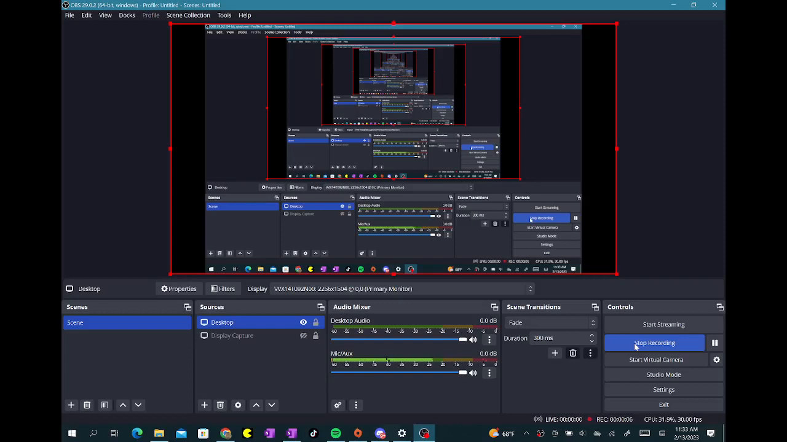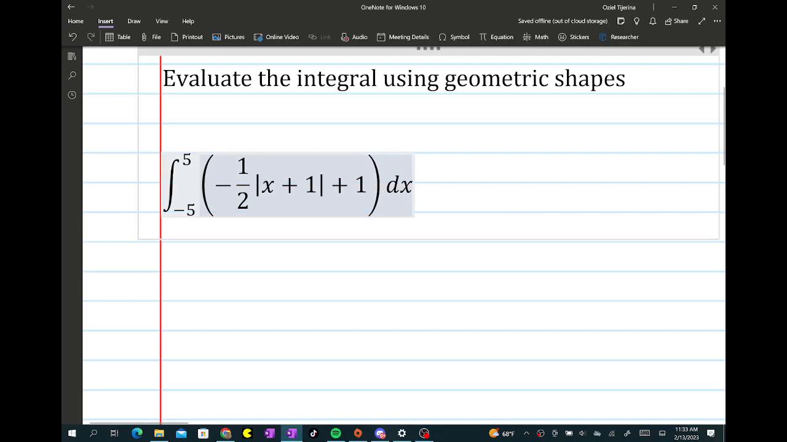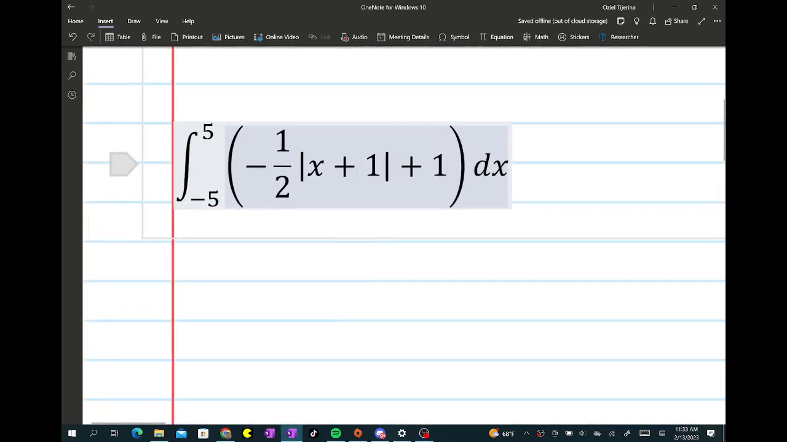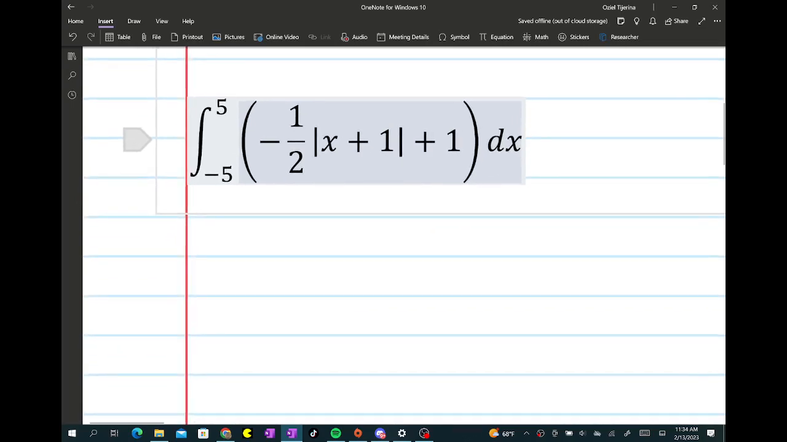Over how to actually find the area or the integral of an absolute value function using geometry, or by geometric shapes. So we're going to look at this problem here, and this is for those of you that are in Cal 1 or Cal 2, or even AP Calculus if you're taking AP Calculus. So in this example, we have the integral from -5 to 5 of -1/2 times the absolute value of the quantity x plus 1 dx.